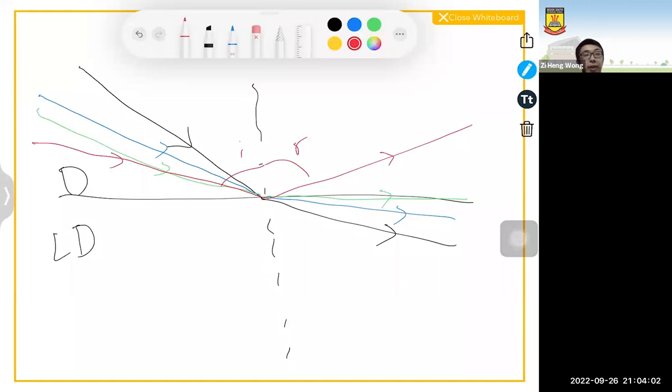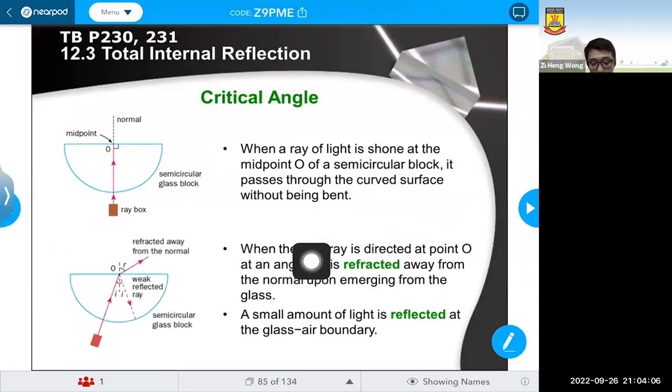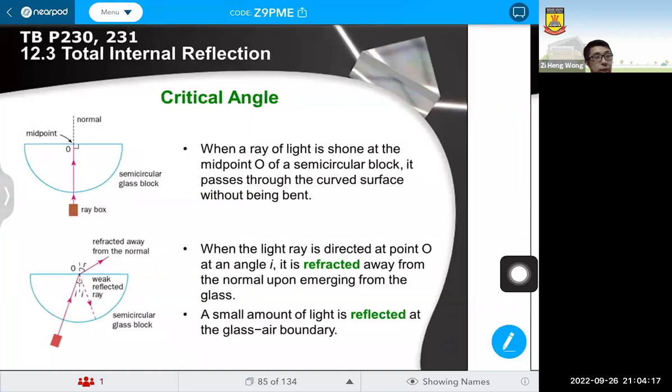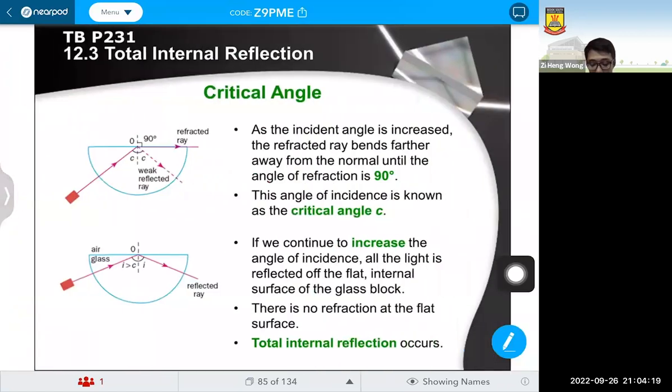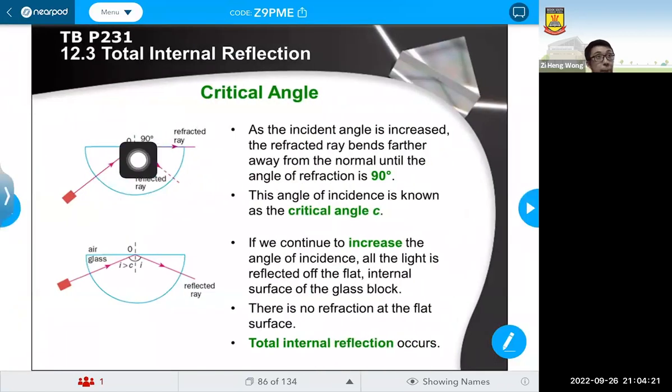So those are the three scenarios. Come back to here, this is the textbook we are explaining. So go straight out. When you're traveling from denser to less dense, it bends away. When you further increase this angle of incidence, you realize that there will be a particular angle at which the refracted ray is 90.